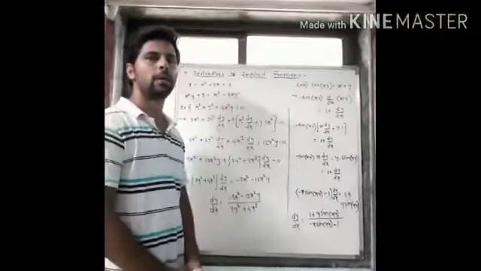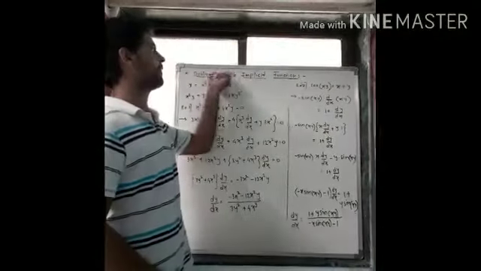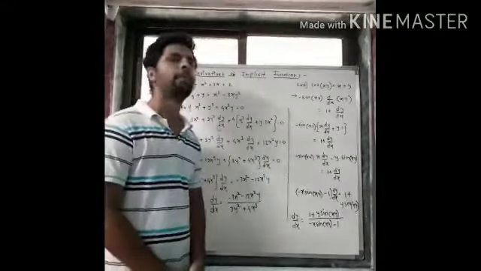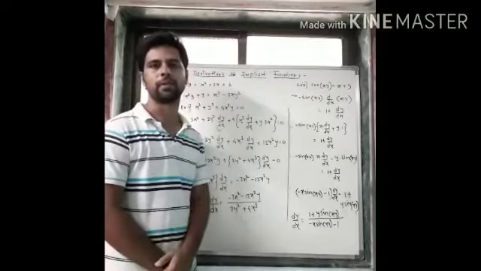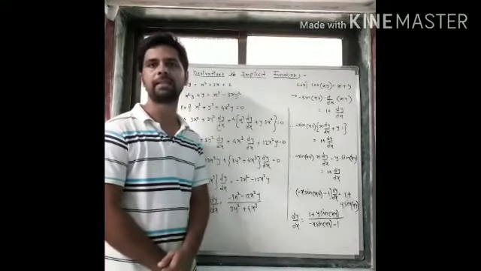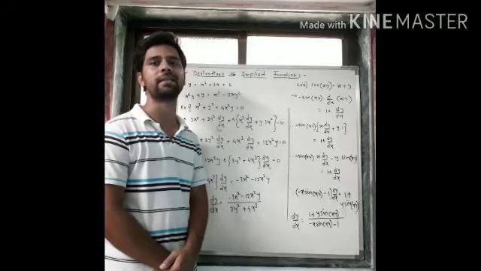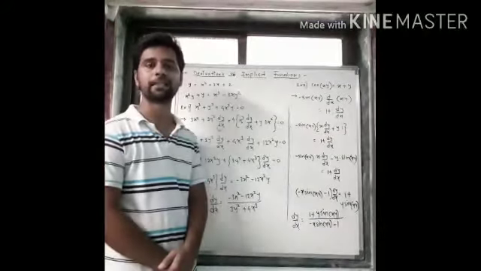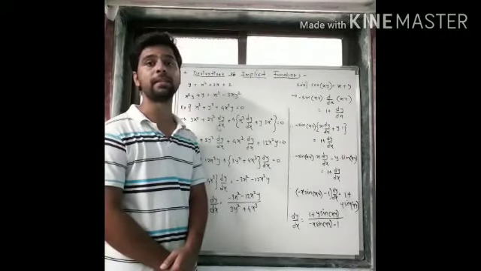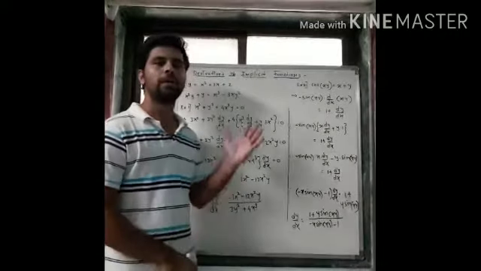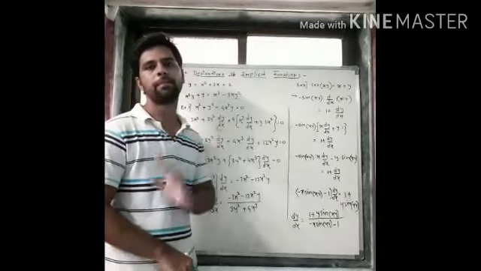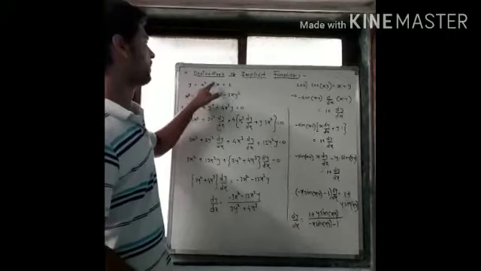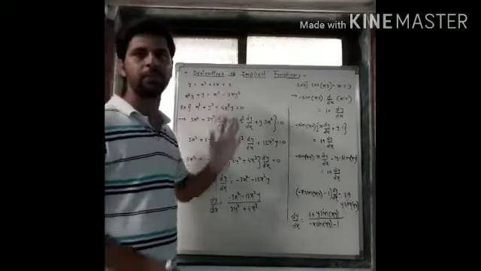Hello student. Now we'll see the new point, that is derivative of implicit function. Basically there are two types of function. First is explicit type of function and second is implicit type of function. Now what is the difference between this explicit function and implicit function? So far we have seen one type of function only, that is y equal to x square plus 3x plus 2. This is just for example.